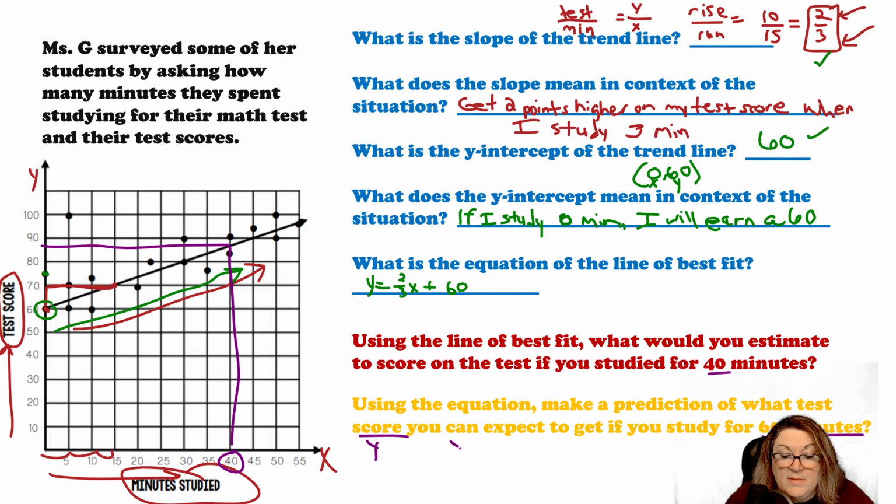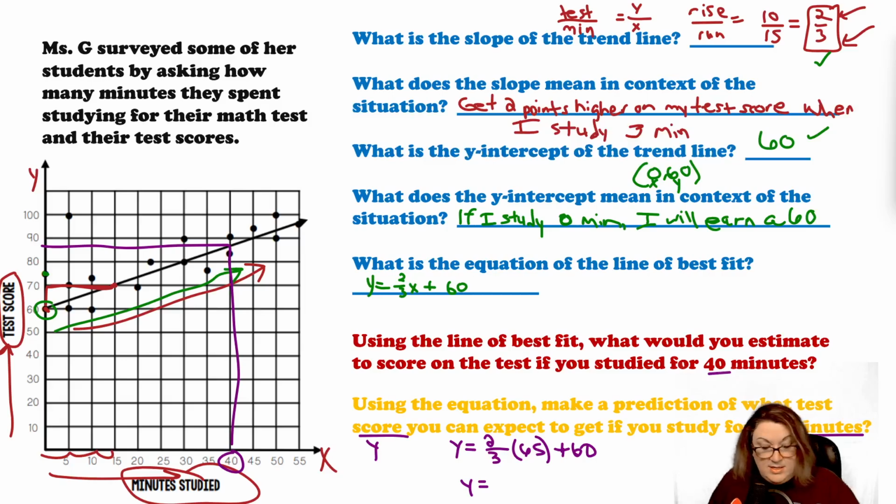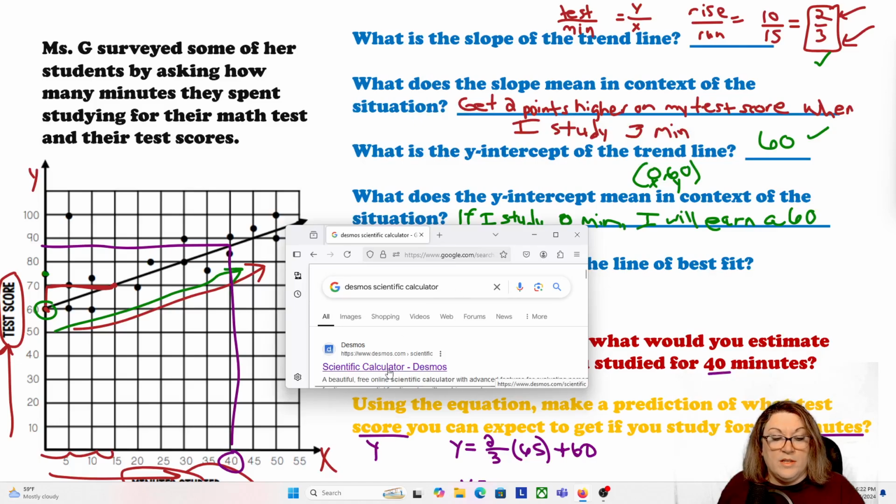So plugging that into my equation, I would have y equals 2/3 times 65 minutes plus 60. Okay, and when I put that in my Desmos calculator, let's do that really quickly. I need to pull it up again. Desmos. All right, here we go. Oops, that's not it. There we go.